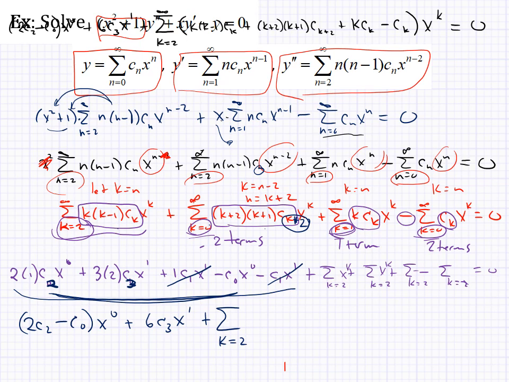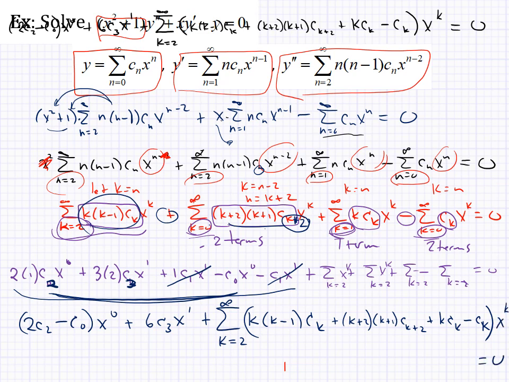Remember, starting at 2, I'm going to have this right here, which is k minus 1 c sub k, plus this one, which is k plus 2 k plus 1 c sub k plus 2, plus the next one is k c sub k minus the last one, which is c sub k. That's all the coefficients, x to the k, and it should equal 0.